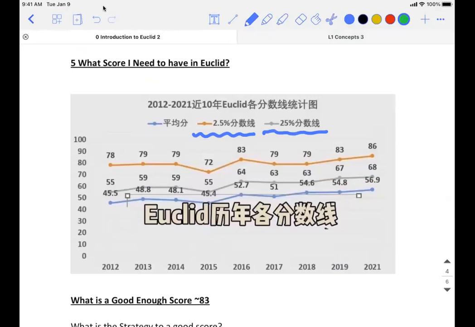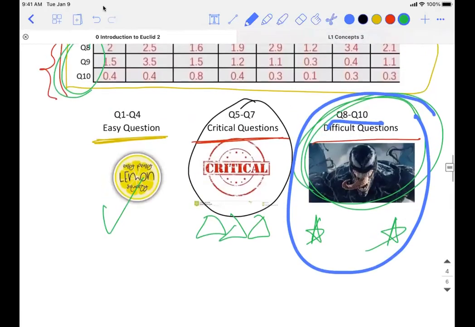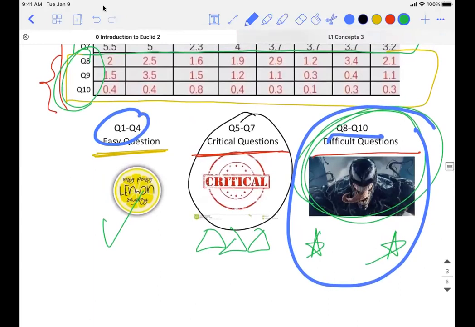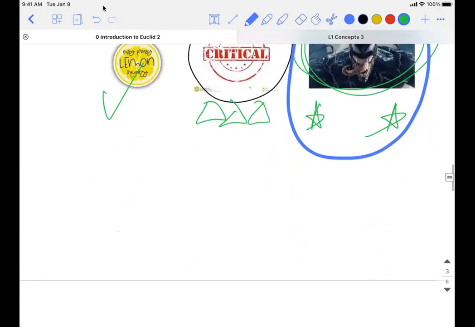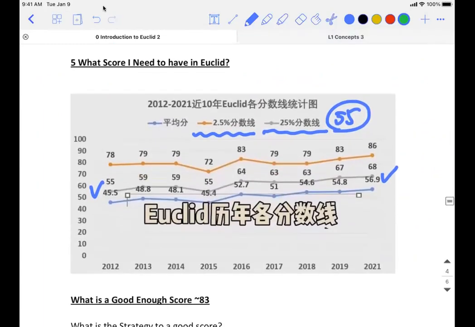Let's have a quick look. The green line is the top 25%, from here to here. You can see that getting into the top 25% is not so challenging. As long as you can get roughly 55 points, you'll be good to go. Trust me, you have the easy problems from question 1 to question 4; you have to do them, and do them right. Then you have the critical problems from number 5 to number 7. As long as you can do half of the critical problems, you'll get roughly 55 points. So like I keep saying, getting a certificate from the Euclid exam is fairly straightforward. As long as you don't make any stupid mistakes, you'll get your certificate.